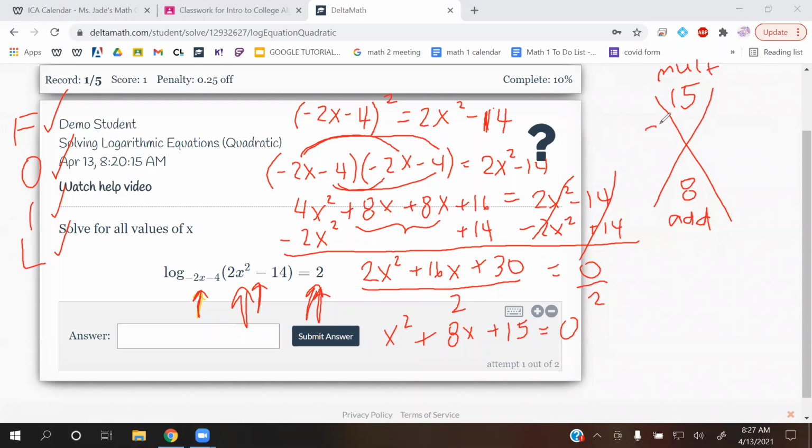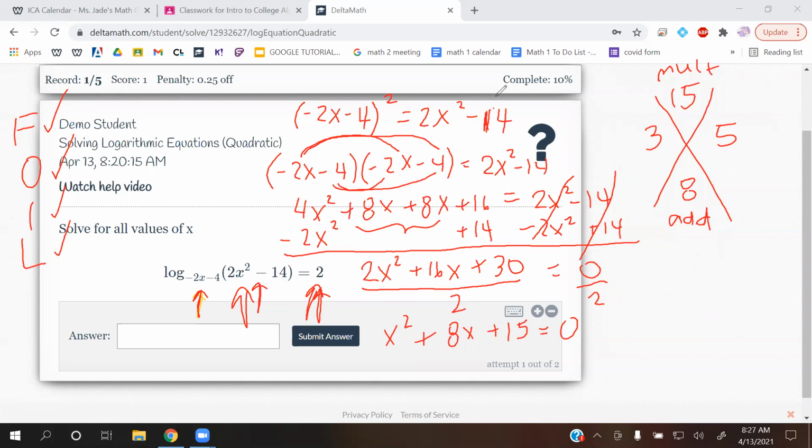That would be 3 and 5. So 3 and 5 will add to positive 8, and they will multiply to positive 15. So from here, from your x factor thing, we could rewrite this as (x + 3)(x + 5) = 0, and then we could solve for x and you would get negative 3 and negative 5.